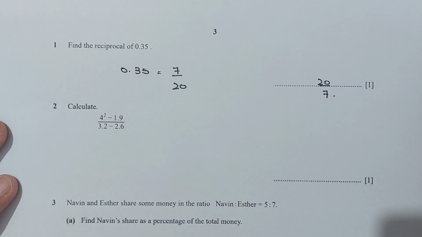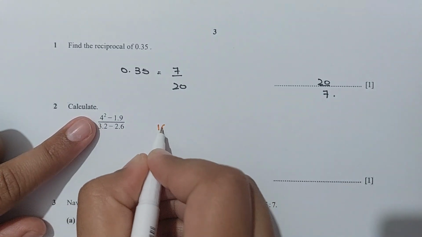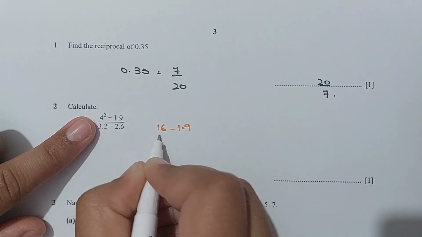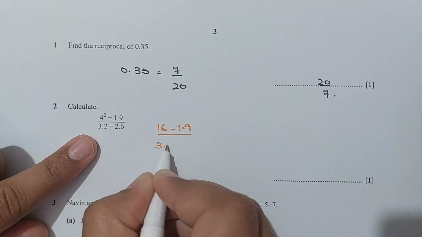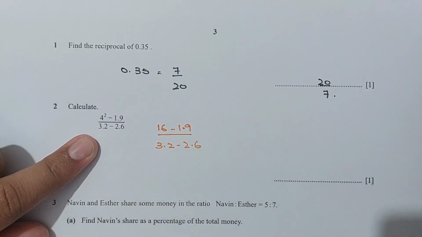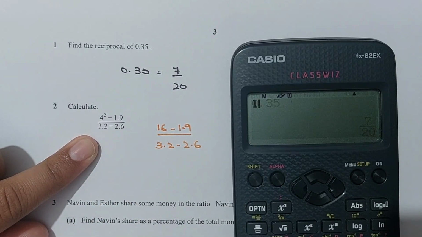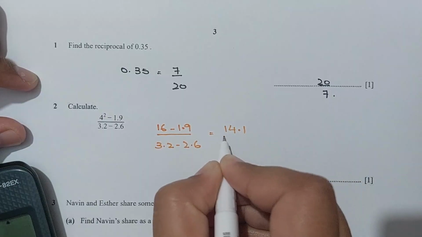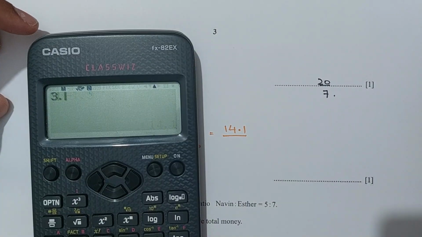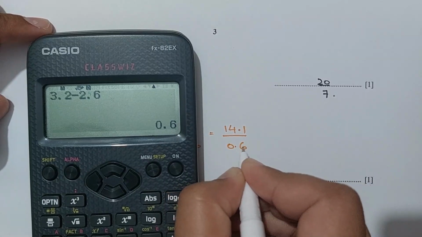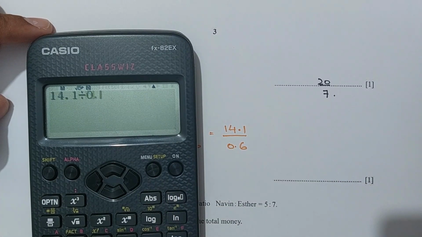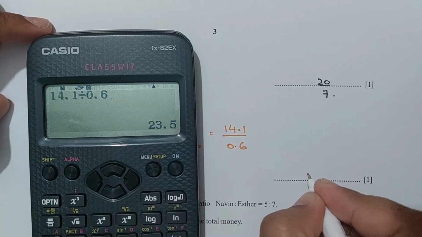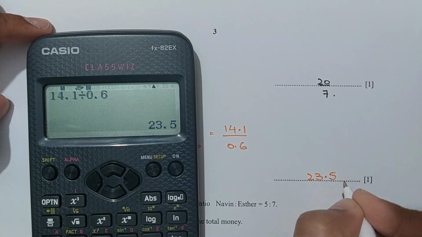Question number 2, we have to calculate this. So 4 squared is 16, minus 1.9, divided by 3.2 minus 2.6. Let me simplify this. 16 take away 1.9 is 14.1, over 3.2 minus 2.6, 0.6. 14.1 divided by 0.6 becomes 23.5, which is the final answer.